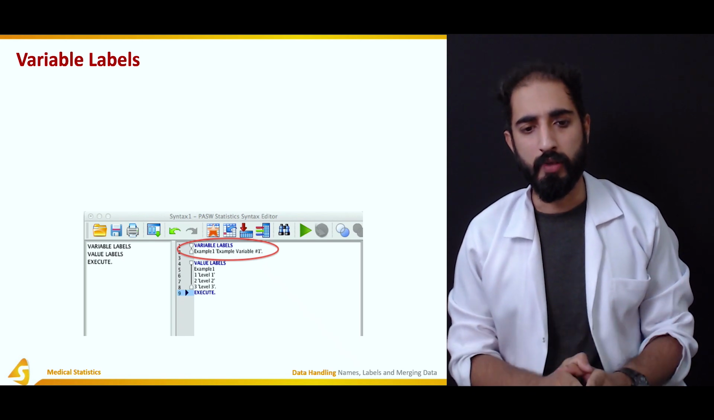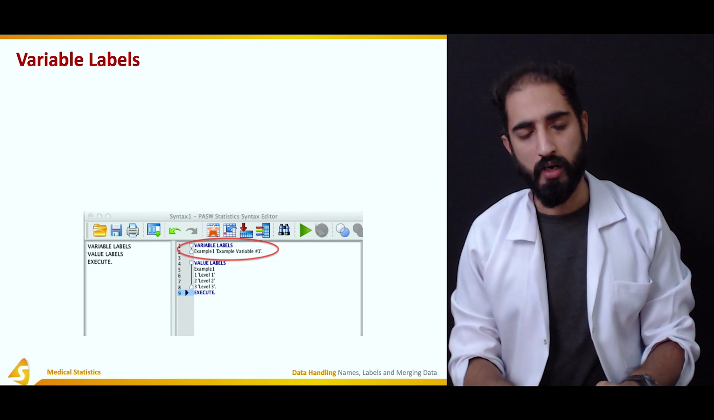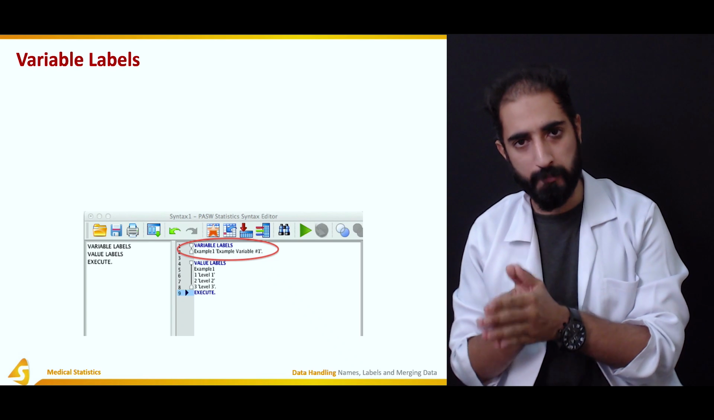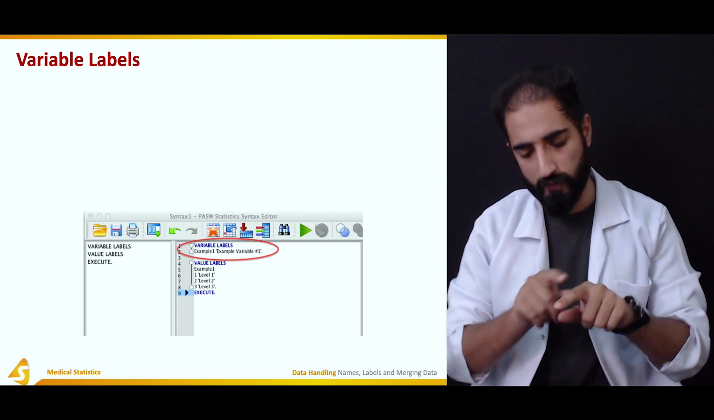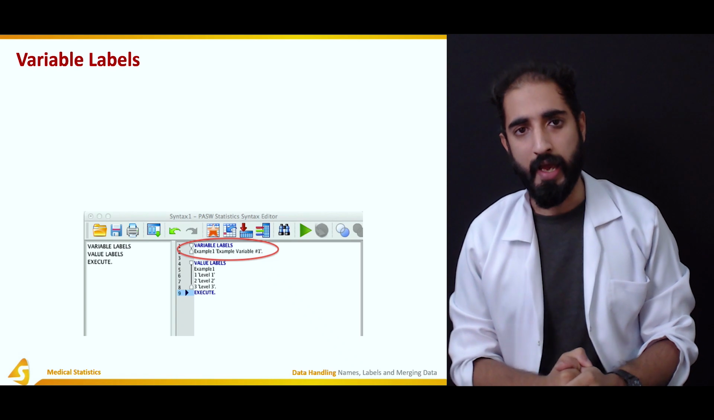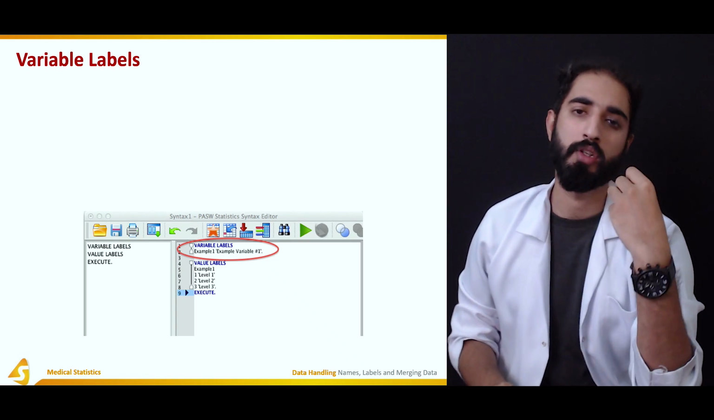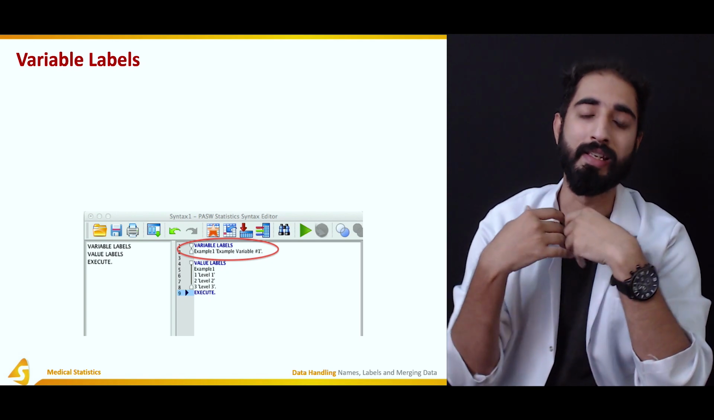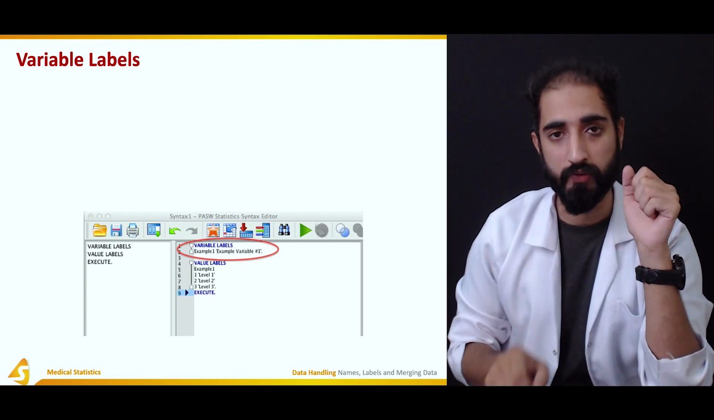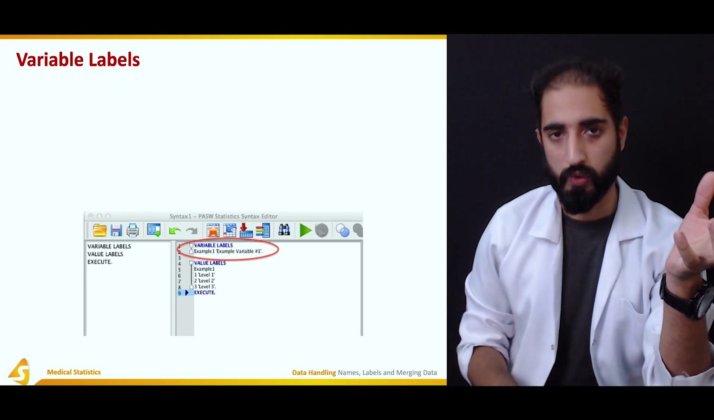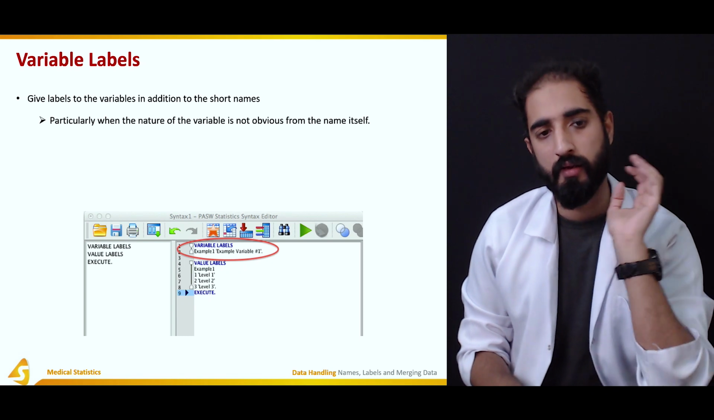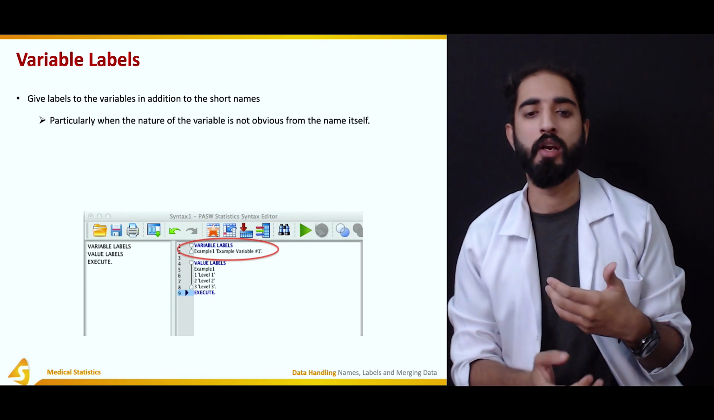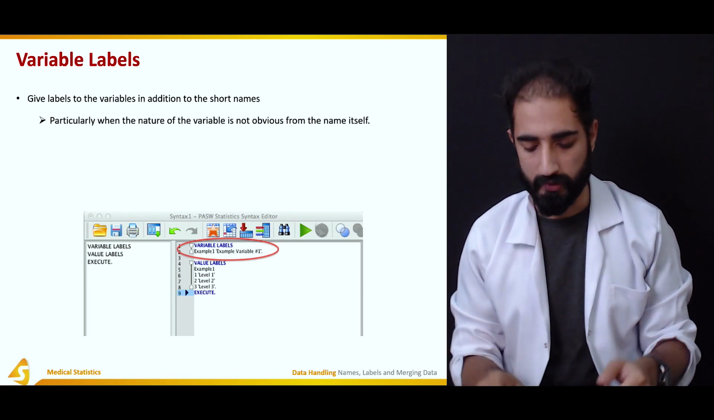Now, variable labels. Variable labels are another thing in the SPSS variable view window, in which you can give a complete label to the variable. Sometimes it happens that you cannot convey what you are trying to identify with the name of the variable. For that, you can use variable labels. For example, we give labels to variables in addition to their short names, particularly when the nature of the variable is not evident from the name itself, as I already said.